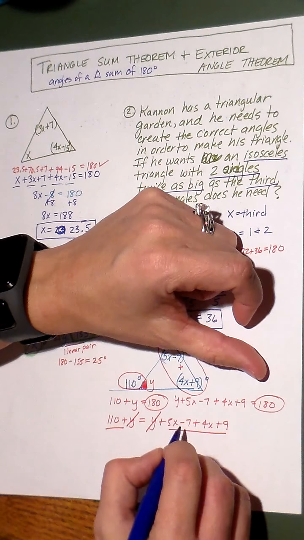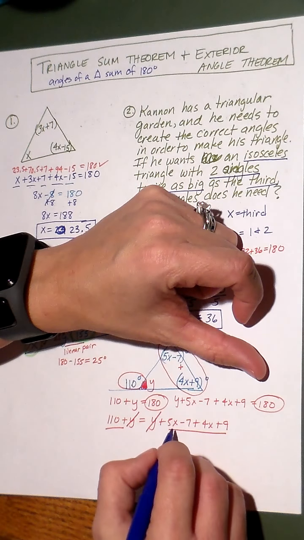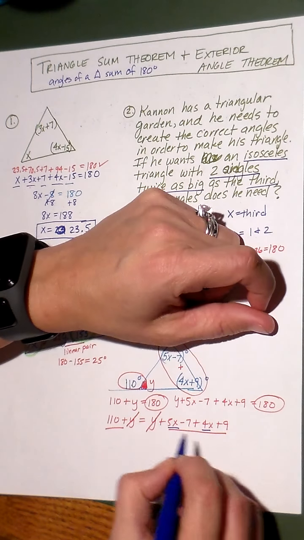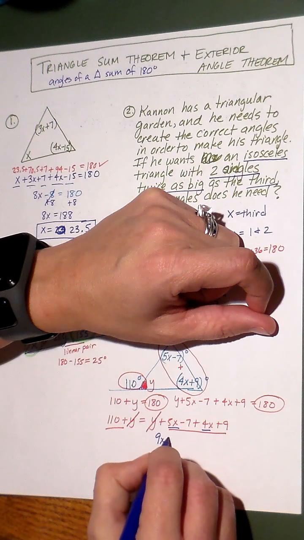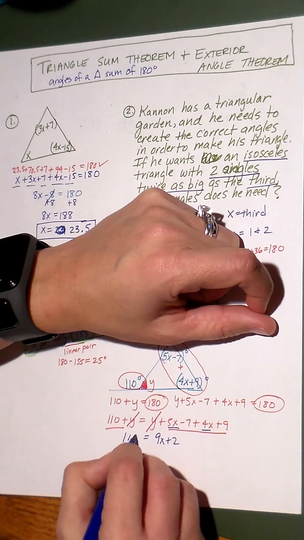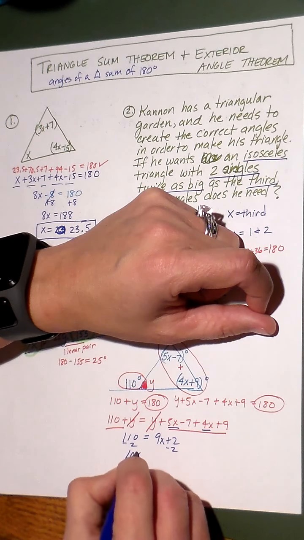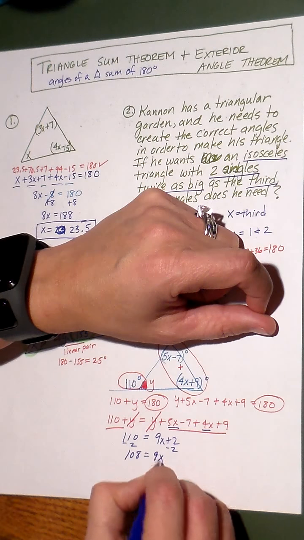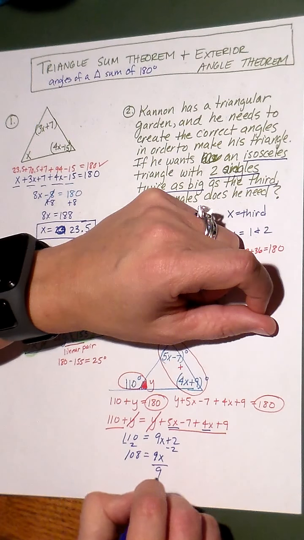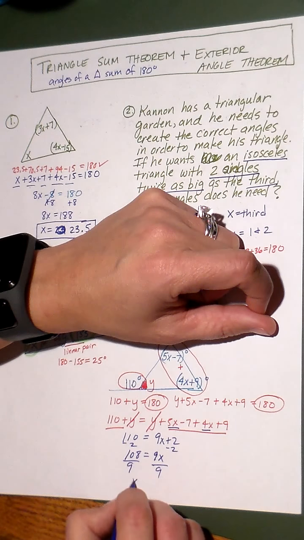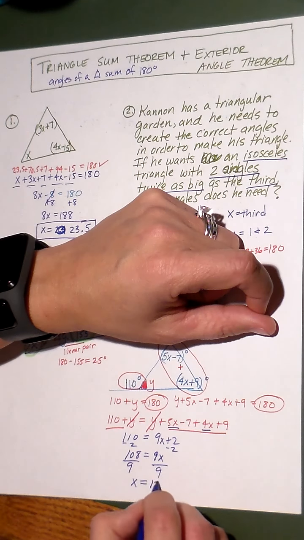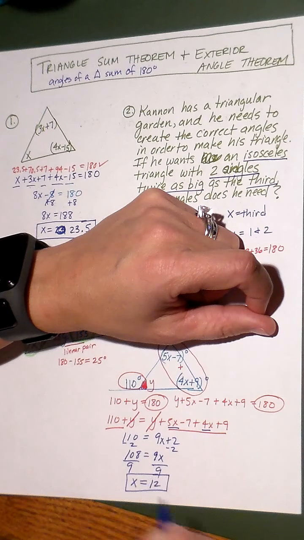So let's solve this. You got 9x plus 2 on this side and 110 on this side. I'm going to subtract 2. 108 equals 9x. And I'm going to divide both sides by 9. So x is going to equal 12.